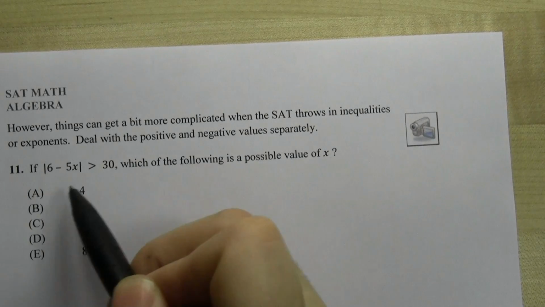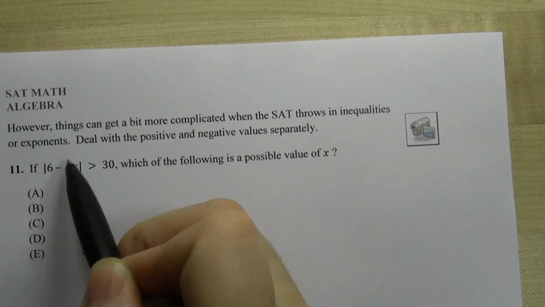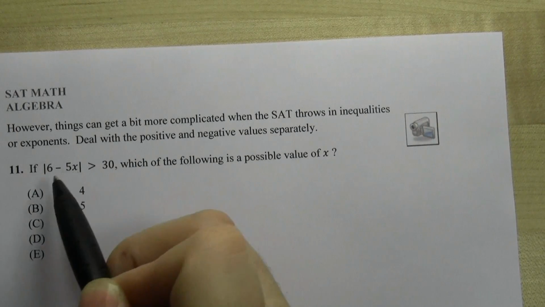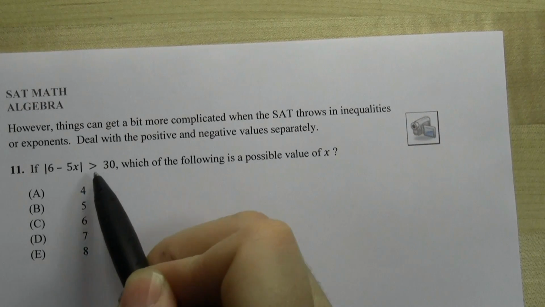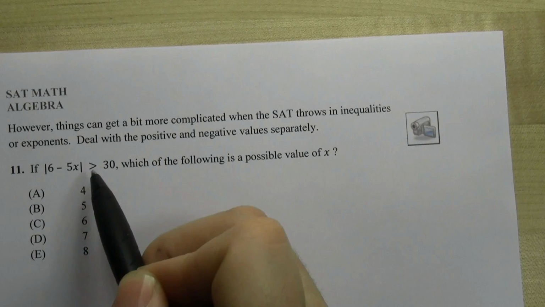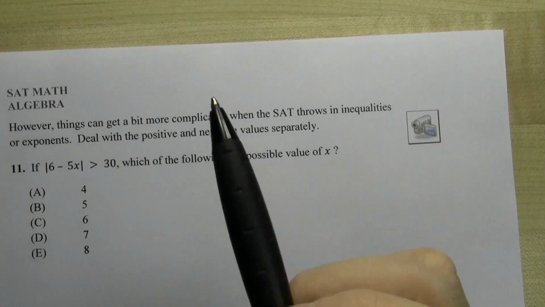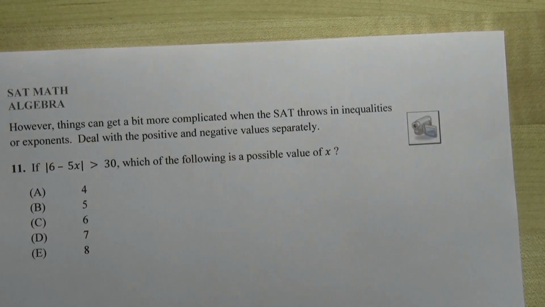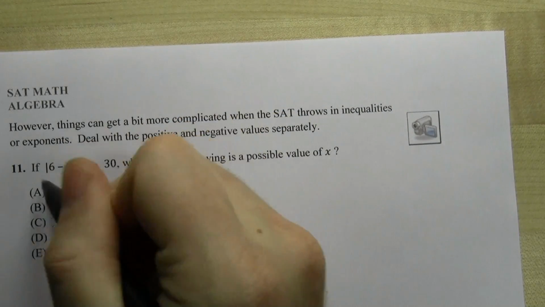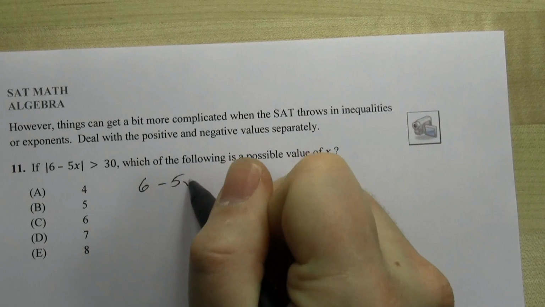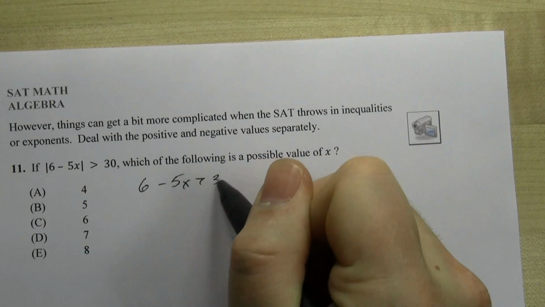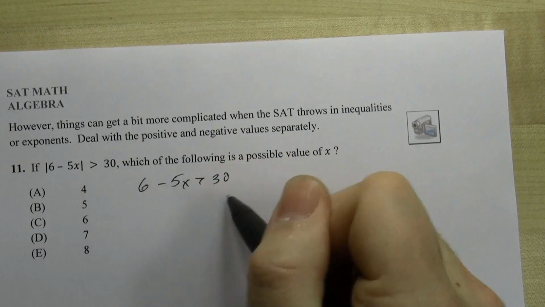Now, it's important to remember that with absolute values, the number on the inside has to have some characteristic that relates to the rest of the inequality. In this case, the number that's on the inside has to be, once you take the absolute value of it, greater than 30, right? Which means that I can just get rid of the absolute value sign because I know that this number has to be greater than 30. So I can do 6 minus 5x is greater than 30, and then just solve for x.